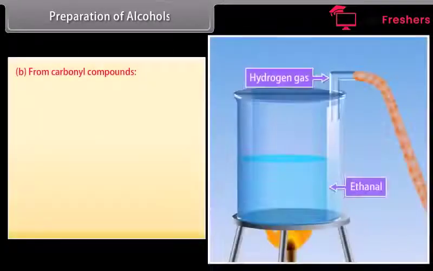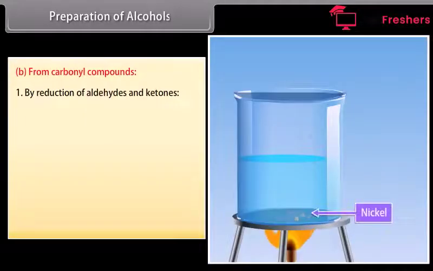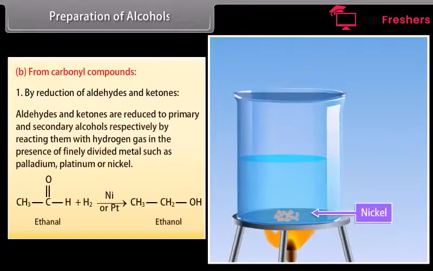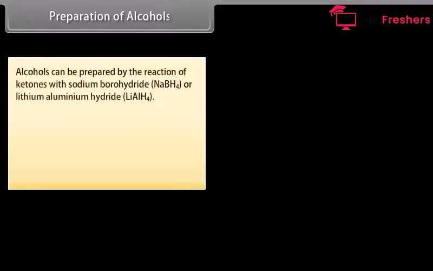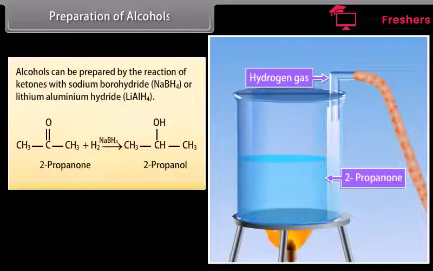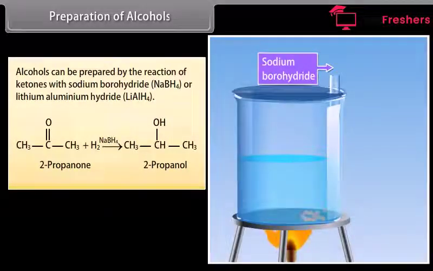Preparation of alcohols. From carbonyl compounds. By reduction of aldehydes and ketones. Aldehydes and ketones are reduced to primary and secondary alcohols respectively by reacting them with hydrogen gas in the presence of finely divided metal such as palladium, platinum, or nickel. Alcohols can also be prepared by the reaction of ketones with sodium borohydride or lithium aluminium hydride.